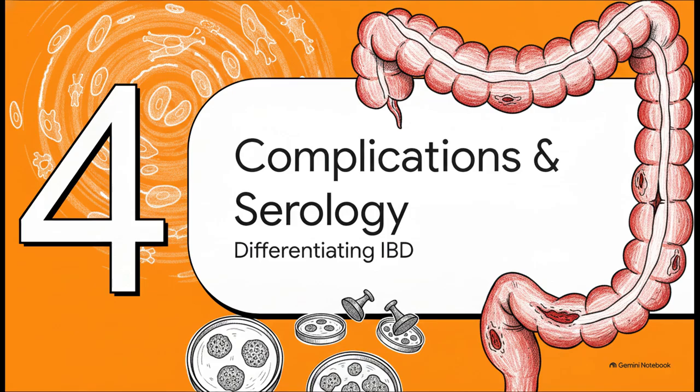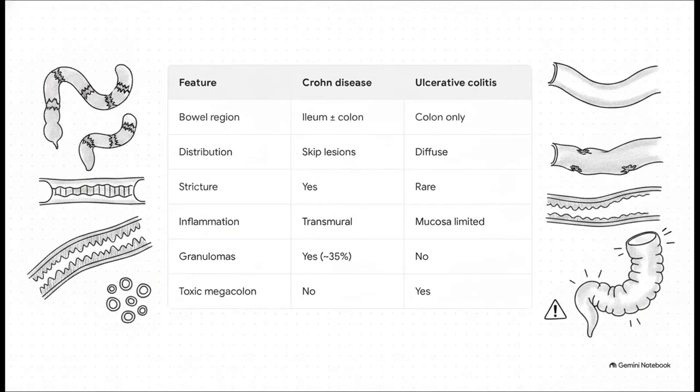Let's move into Section 4, IBD complications and serology. Okay, so the crucial point is synthesizing all this into a fast, reliable mental table. Let's just walk through it together. Bowel region? Crohn's loves the ileum, but can definitely hit the colon. UC is strictly colon only. Distribution? Crohn's has skip lesions. UC is a diffuse, continuous march right up from the rectum.